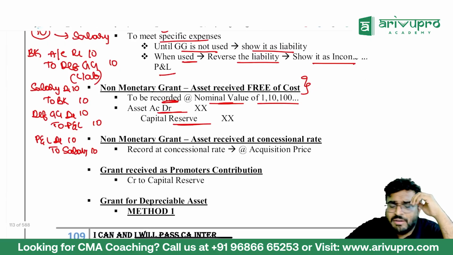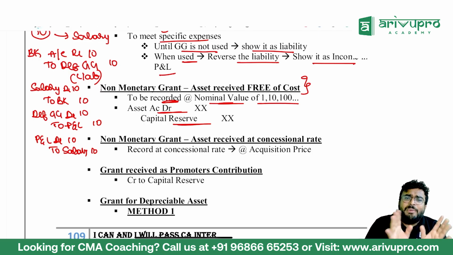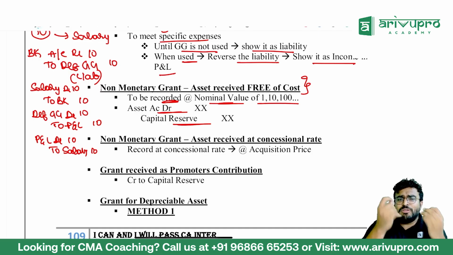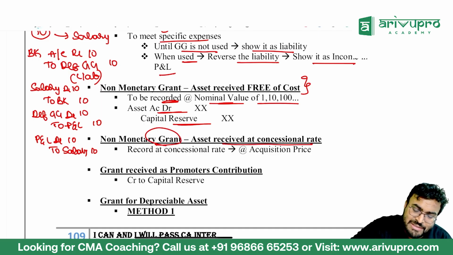Sir, why sir? We didn't pay even 1 rupee. Why are we recording it? See, we are using the machinery. We are using the asset. Just to show that we have the asset at a nominal figure of 1 rupee or 10 rupees or 100 rupees, whatever you want, you take it and you show it in the books. Clear?